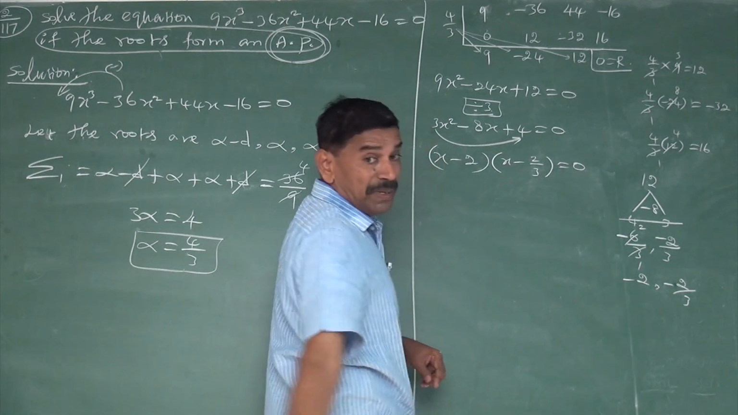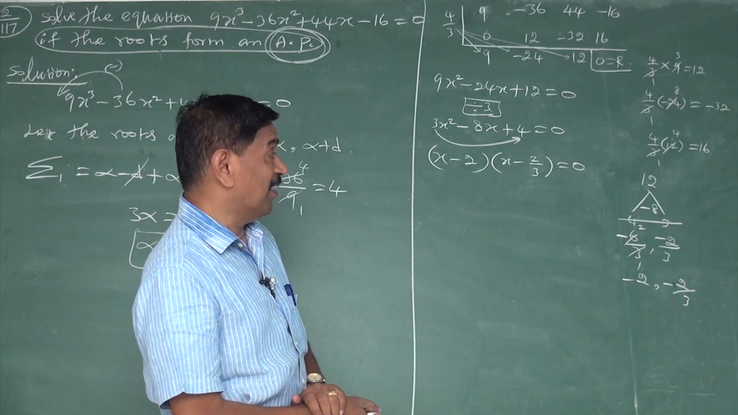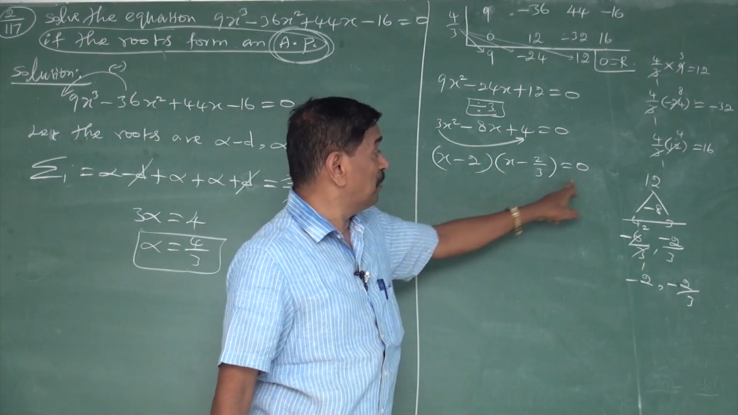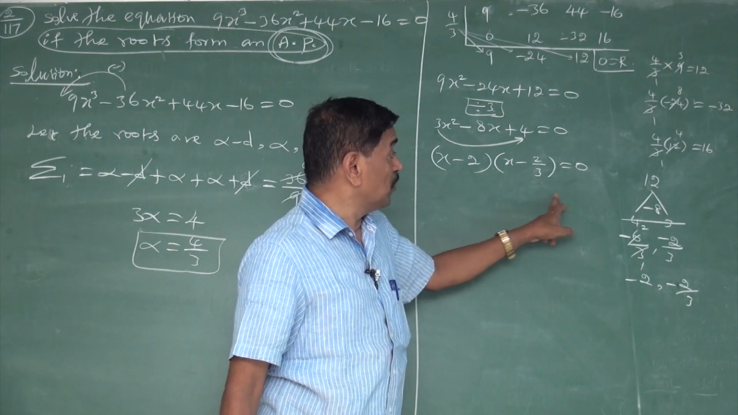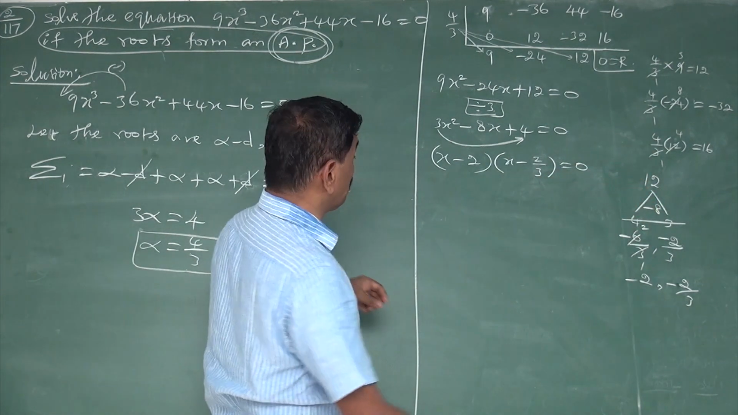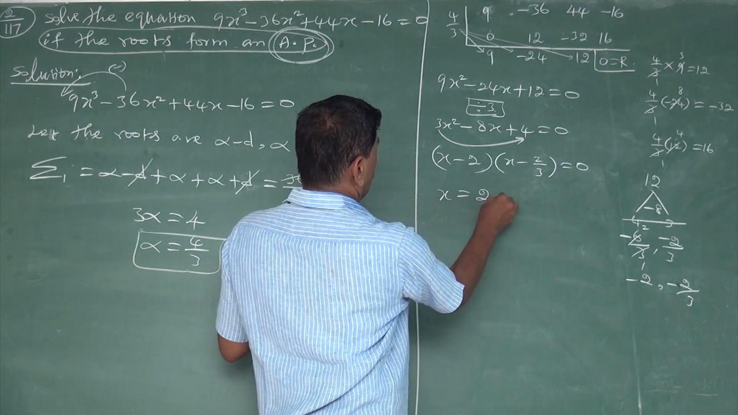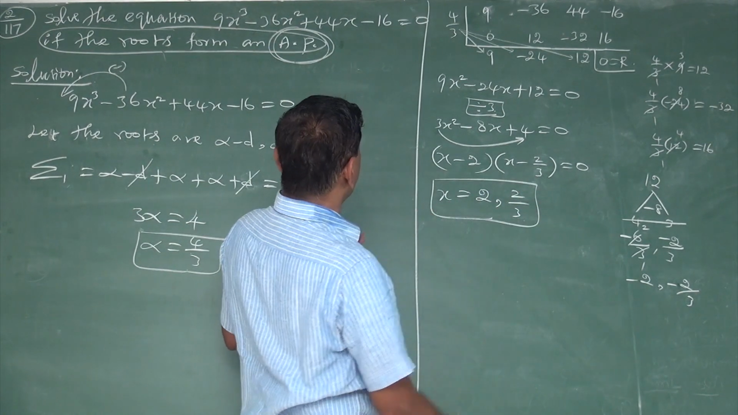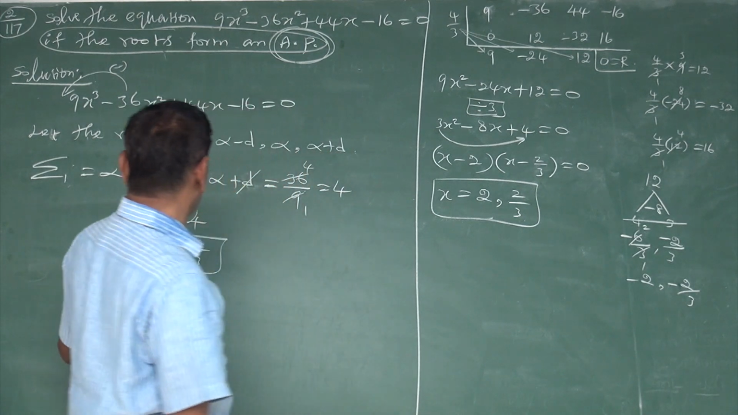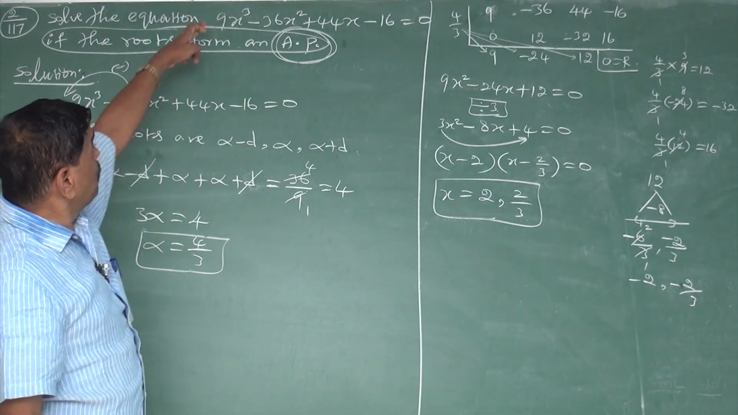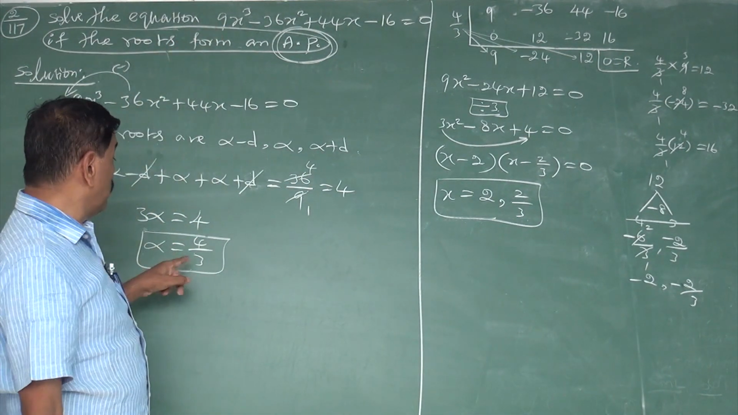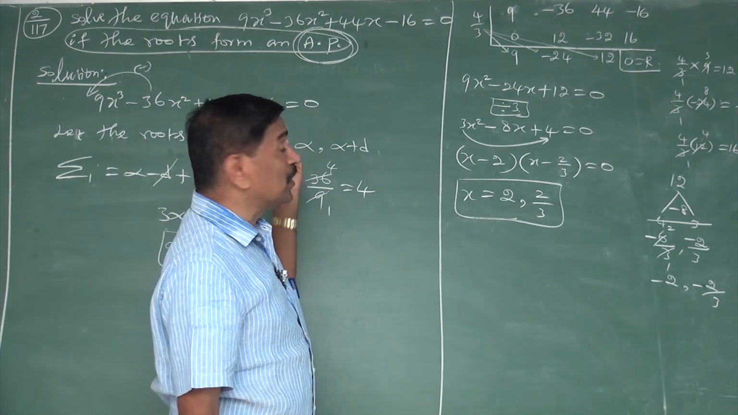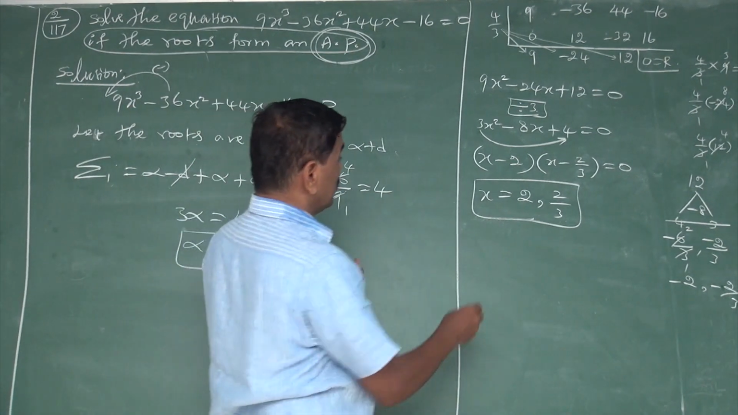What is the solution, please? Very good, 2, 2 by 3. Yes, your answer is correct, because minus 2 goes to the right and becomes plus 2, and minus 2 by 3 goes to the right and becomes plus 2 by 3. Therefore, x is equal to 2, 2 by 3. Already we found one root is alpha equal to 4 by 3. It is a cubic equation, we need 3 roots. One root is 4 by 3 and the remaining 2 roots are 2, 2 by 3. Therefore, the required roots are.